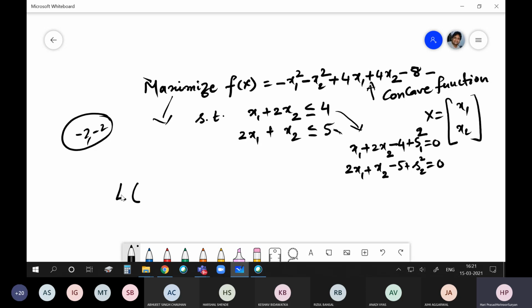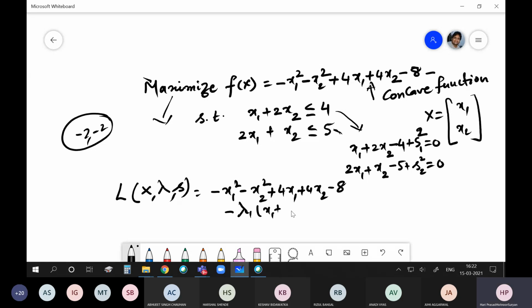So now we will write the Lagrangian of x, lambda and s is minus x1 square minus x2 square plus 4x1 plus 4x2 minus 8 minus lambda 1 times this one x1 plus 2x2 minus 4 plus s1 square minus lambda 2 times 2x1 plus x2 minus 5 plus s2 square is equals to 0. This is my Lagrangian, so what is the necessary condition now?